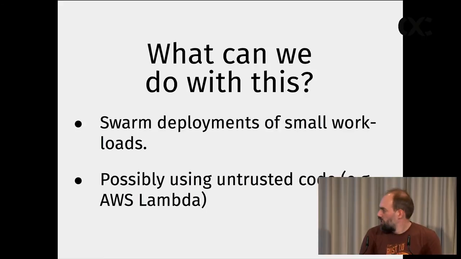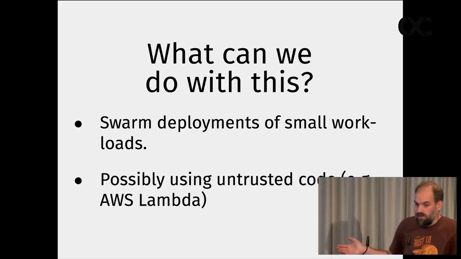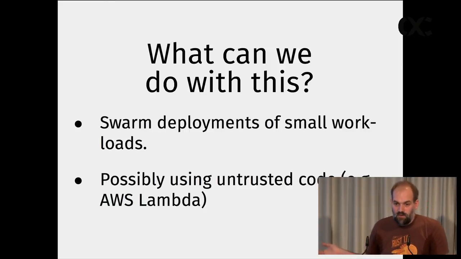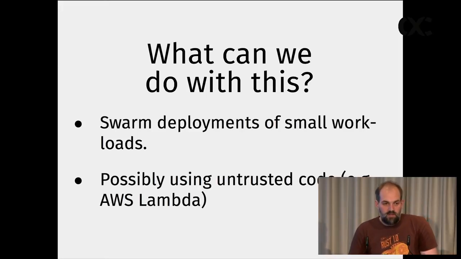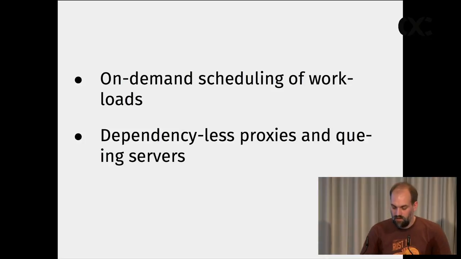So what can we do with that? Just a couple of ideas. Swarm deployments of small workloads, for example, possibly having untrusted code on top. I could build something with the Node.js rumprun kernel. I could just build something like AWS Lambda. Just run a bit of JavaScript. I don't need to play around with isolation a lot. There's just nothing else in that memory space as long as my hypervisor is alive and running and has no bugs.